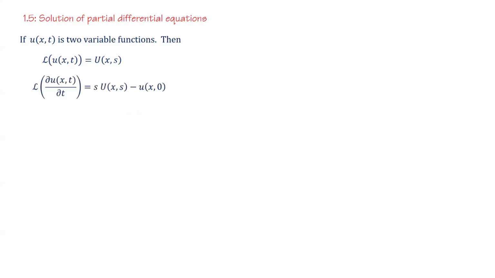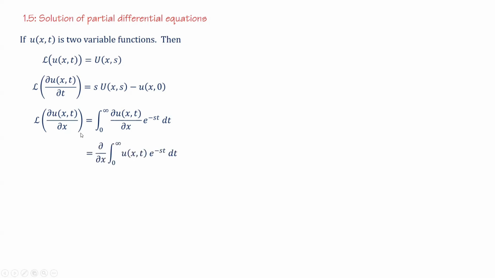with variable s. And then the Laplace transform of the partial derivative with respect to t will be like the general derivative. So you have s U(x,s) minus u(x,0). But in the case of the partial derivative with respect to x, we need to use the definition. So, the integral from 0 to infinity of the partial derivative of u with respect to x times e to the power minus st dt.